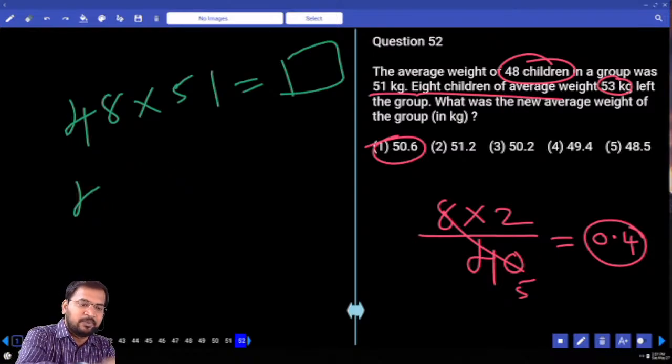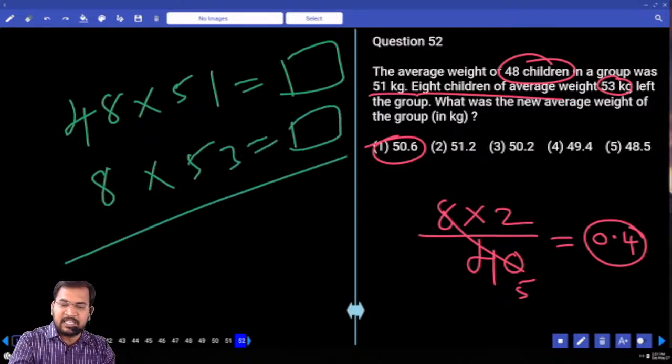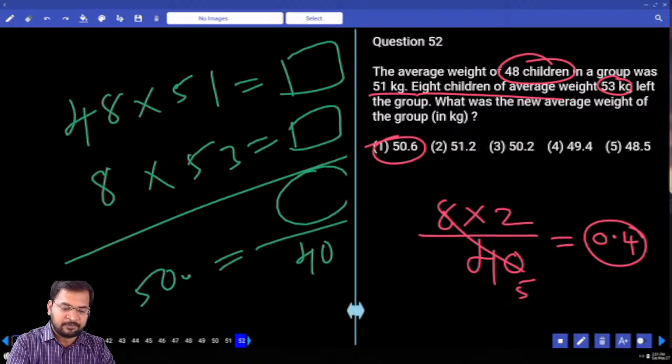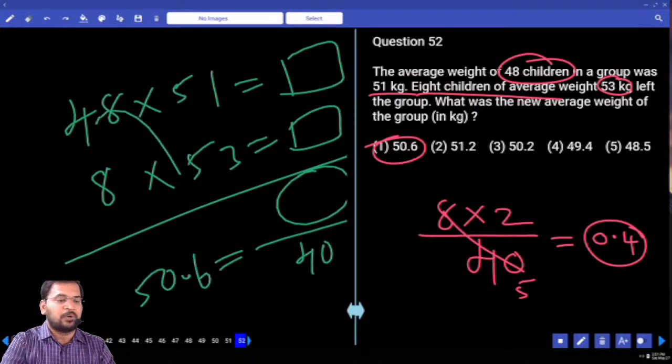8 into 53, that is equal to this much. Remaining is how much? Divide this by 40, then you will get the answer. After going home, do this one. Are you clear?